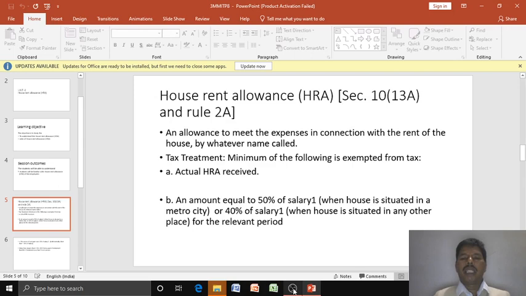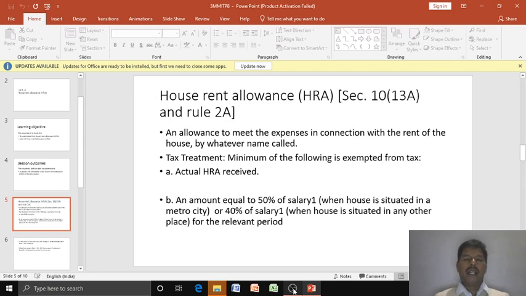So, as far as tax treatment of this item is concerned, we have to consider the minimum of the following items. That is, the minimum of the following is exempt from the tax. Under that, point A, actual HRA received. First, we have to take actual HRA received. Normally it will be given in the problem.